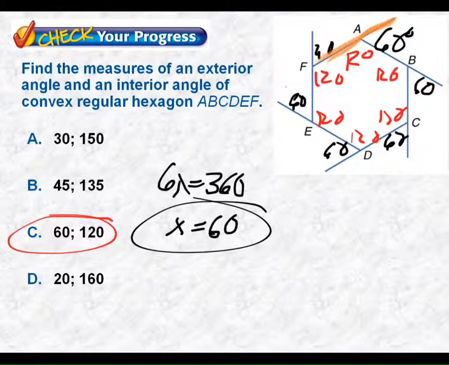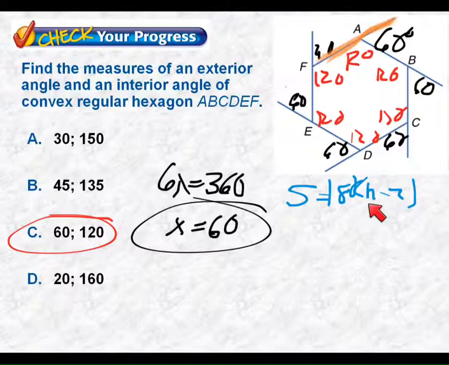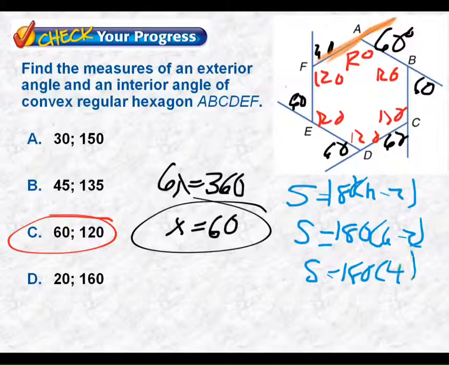Now that's one way I could have found it. I could have also used the formula we just talked about. Because I know that the number of sides in this figure is 6, so if I plug that in for n, I get 180 times 4, which is 720. Okay. Sorry, need to add. Yep. Okay. So it's 720.